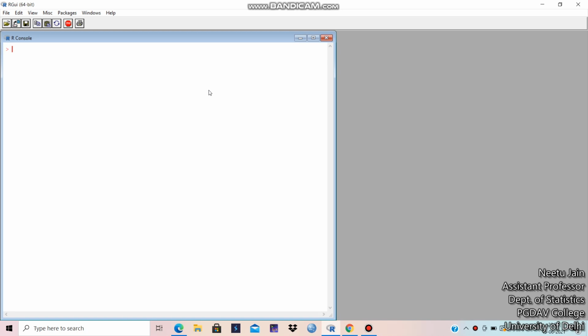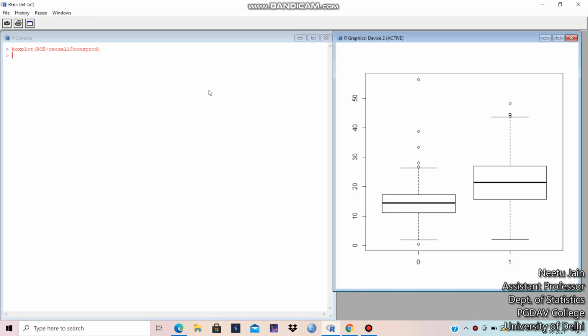In the third part, we were plotting the box plot. So let me do it again for you. Box plot, ROE, and then this sign with CO cell 1 dollar sign. Now I am taking another variable in the data set CO cell 1, which is cons prod. See, this is the box plot, and here we are considering the two variables, return on equity and cons prod.